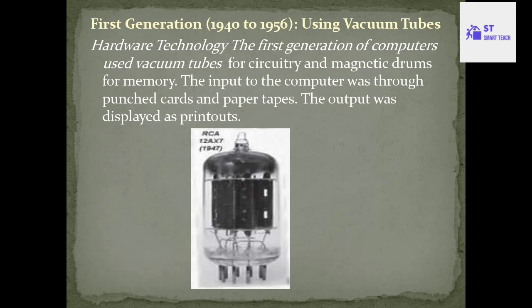In this generation we give the input to the computer by using keyboard and mouse. Okay. So in 1942 to 1956, the first generation computers, the input to the computer was through punched cards and paper tapes. The output was displayed as printouts. In this generation the output device is monitor.